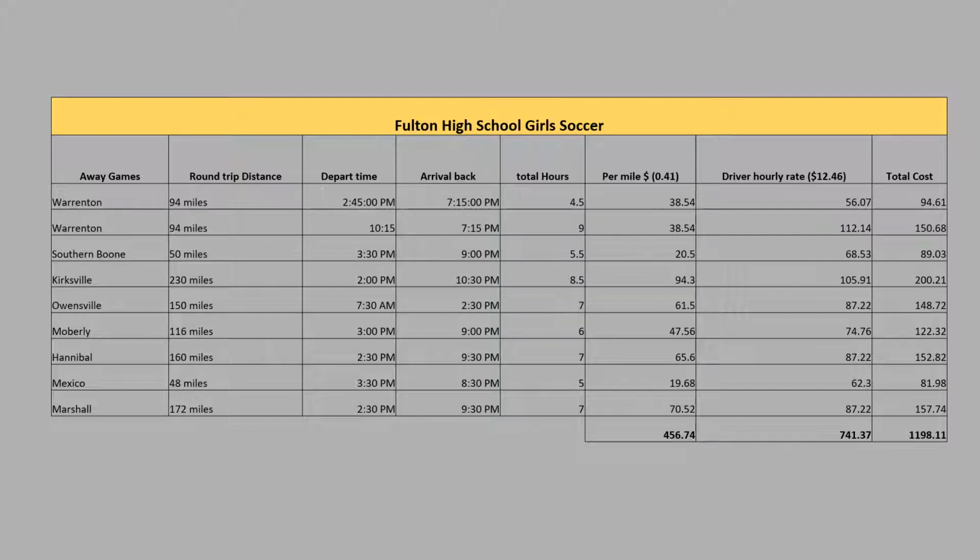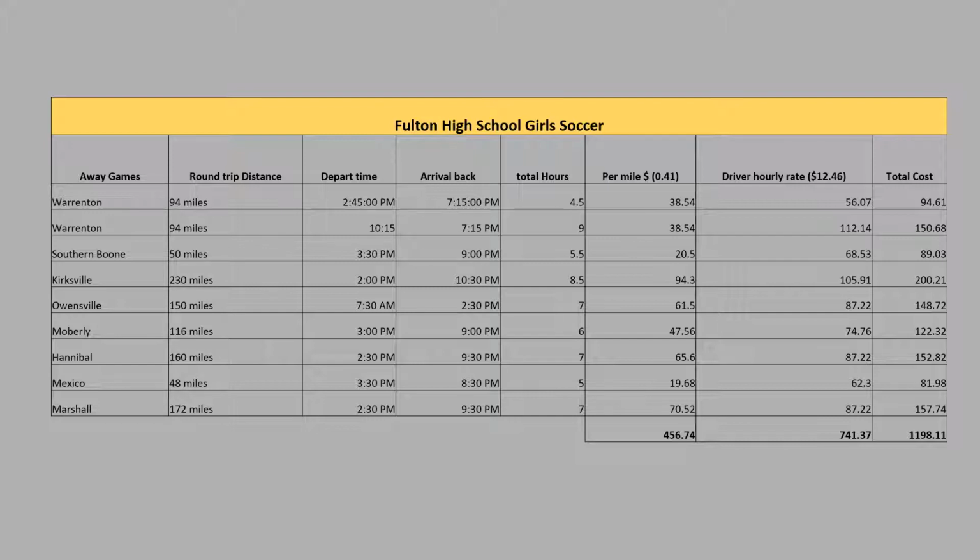My next 2 columns are the depart time and the arrival back time. How I came up with these 2 estimated times is, I know that the soccer team would like to get to their opponent's field about an hour before game time. So I would look at how long it would take to get from Fulton High School to the opponent's field, add in that hour before they get there, and that's how I came up with the depart time.